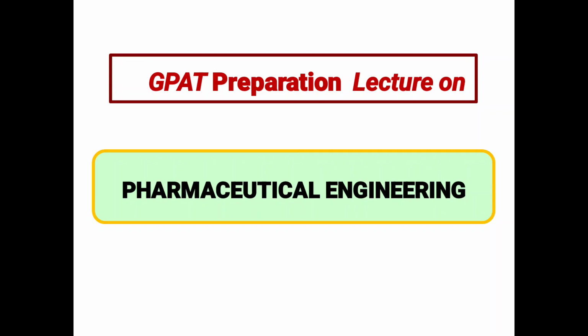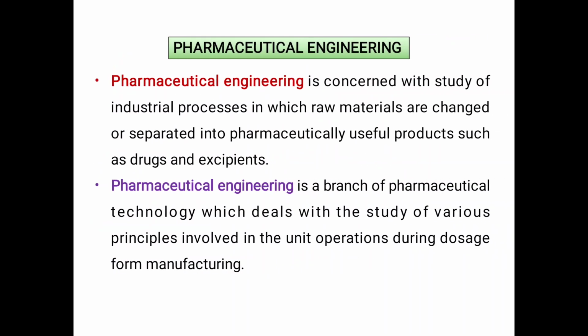So pharmaceutical engineering is the branch of science that deals with industrial processes in which raw materials are changed or separated into pharmaceutically useful products such as drugs and excipients. Pharmaceutical engineering is the branch of pharmaceutical technology which deals with the study of various principles involved in unit operations during dosage form manufacturing.